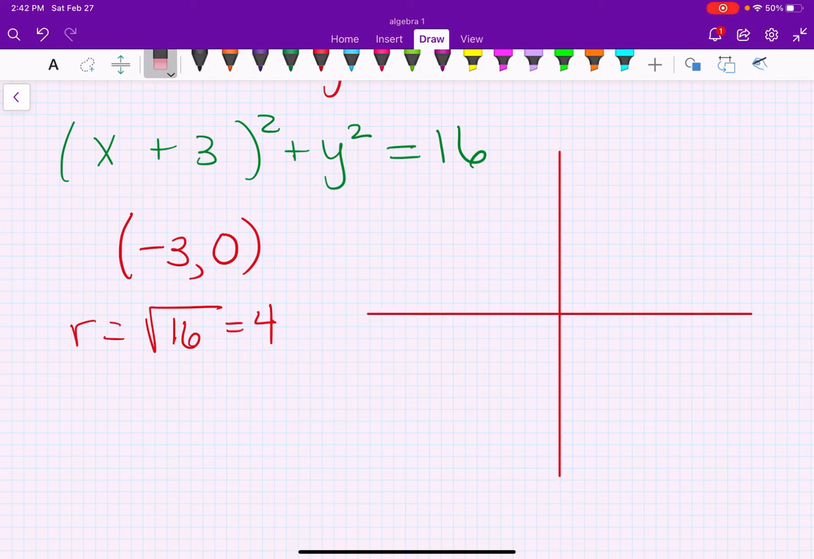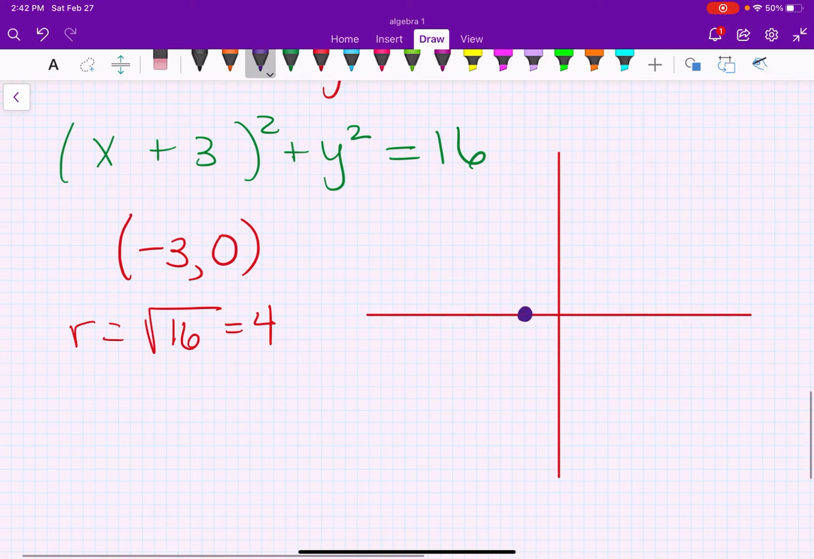All right, so let's put our center. Our center is -3, 0: 1, 2, 3, 0. And then we're up 4: 1, 2, 3, 4, and to the right 4, and down 4, and to the left 4, and make our circle. Beautiful. That's a terrible circle, but that's okay. I can see where you put your points, okay?